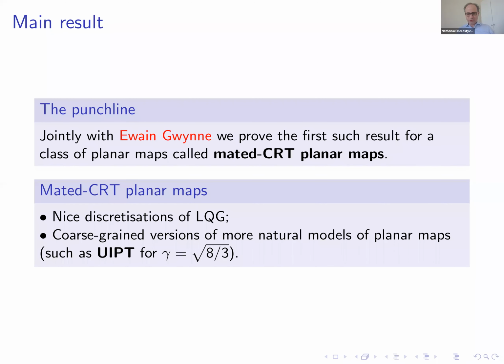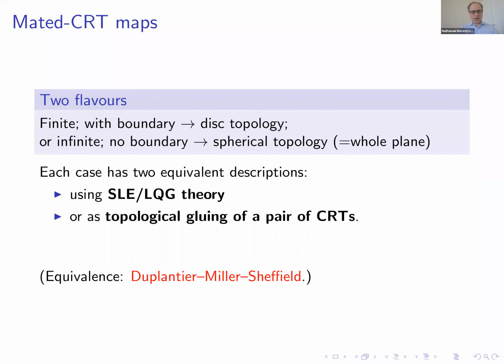Sometimes you can do that rigorously, and sometimes this connection is strong enough that results that you prove for mated-CRT planar maps can be transferred to the more natural models of planar maps, such as the UIPT. That's not yet the case for the results I'm telling you, but it's not out of the question that at some point this will be possible. So let me tell you a bit more about these mated-CRT planar maps.